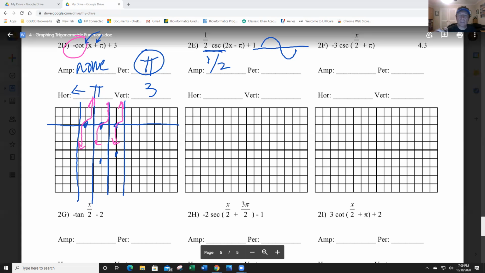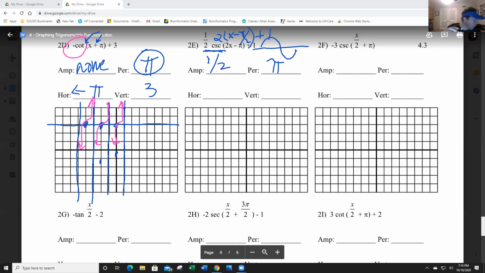The period in this case is going to be, I got to do some factoring real quick here. This is 2 times x minus pi over 2. And if you're not sure about that, go ahead and multiply the 2 back through. 2 times x is 2x. 2 times pi over 2 is pi. So we got it, okay? So the period on this is going to be pi because I'm going to divide 2 pi divided by 2, which is pi, all right?